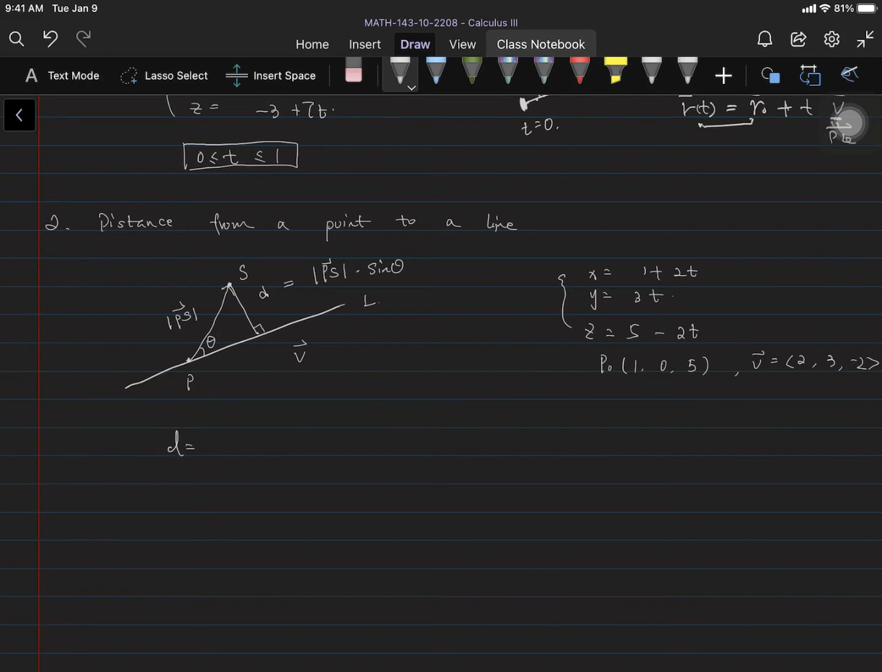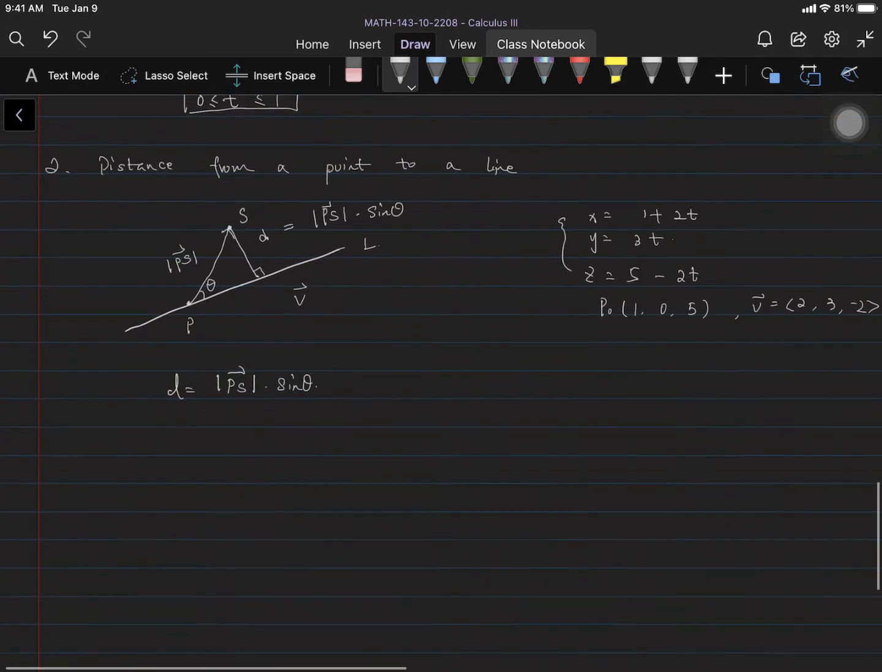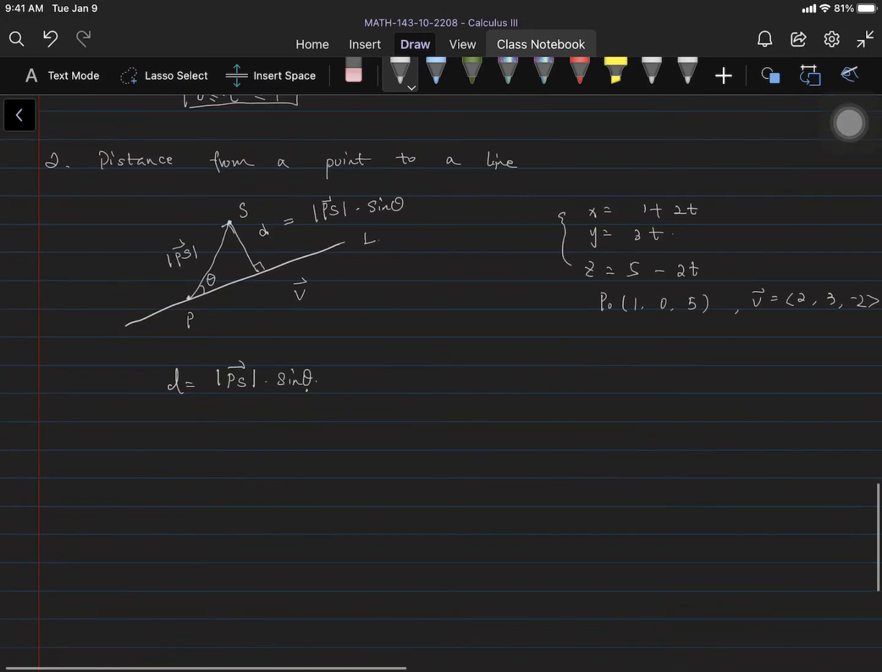Actually, the distance is PS length times sine theta. But we don't know what theta is. Theta is the angle between the vector PS and the vector V. But we already learned the dot product and the cross product, and used to remember which product has the sine. Actually, it's the cross product. So let's have a quick review.